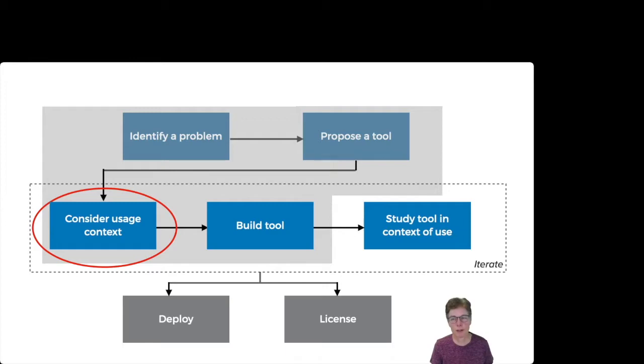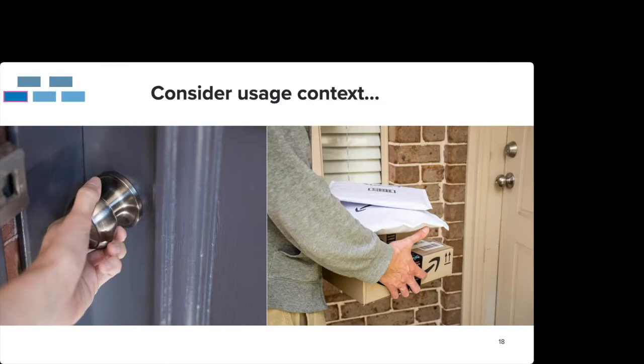But what if we took another look at these tools in the context of this roadmap? What if the step of considering the usage context hadn't been skipped? The first question you might ask is, what do I mean by a usage context? Let me return to the door handle example to explain the meaning of this term.